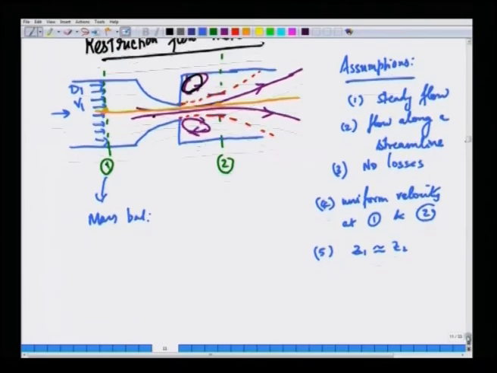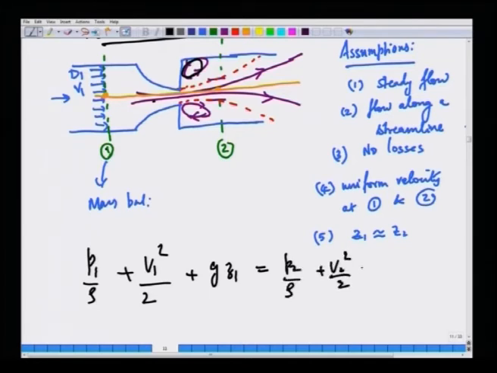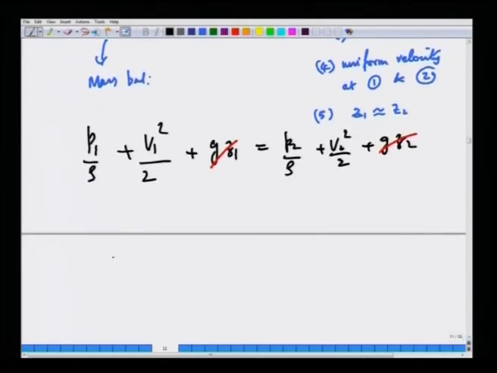So, the Bernoulli equation will simply become, for this problem, P1 by rho plus V1 squared by 2, plus g Z1 is P2 by rho plus V2 squared by 2 plus g Z2 minus W. So, we are neglecting shaft work, we are neglecting losses because it is Bernoulli. Now, Z1 is the same as Z2, so that is 0. So, essentially you will get a relation between P1 minus P2, the pressure drop between points 1 and 2, which is equal to rho by 2 times V2 squared minus V1 squared.